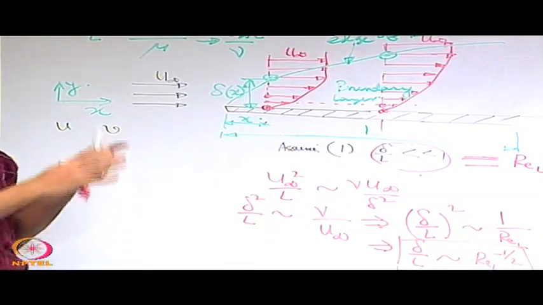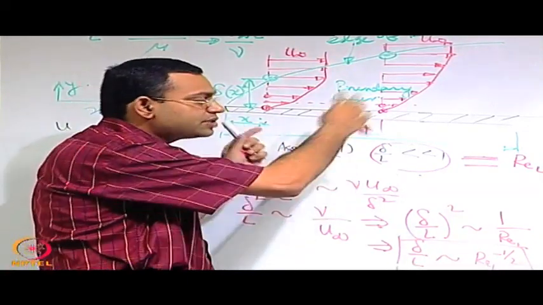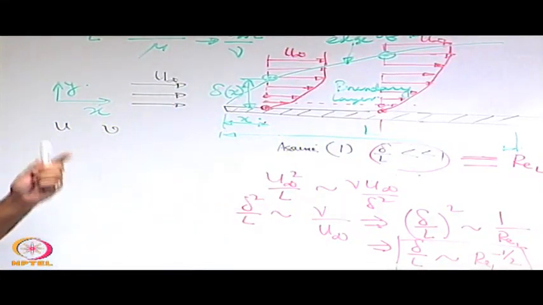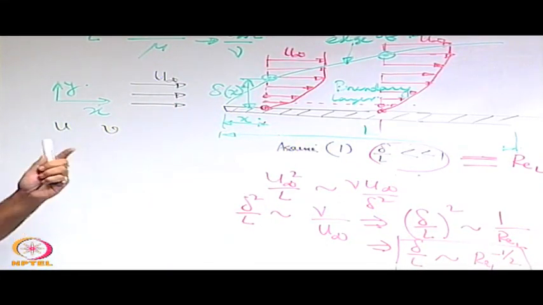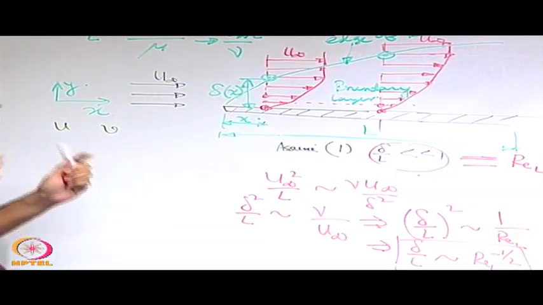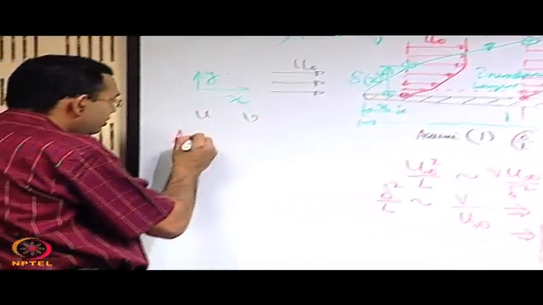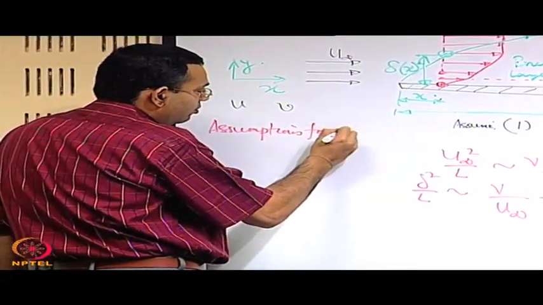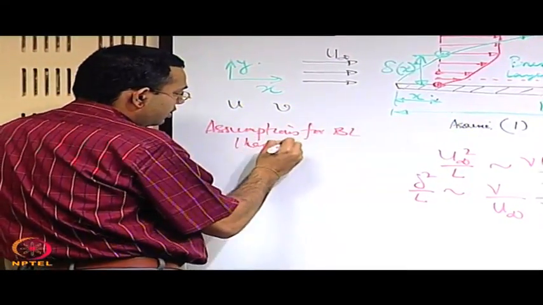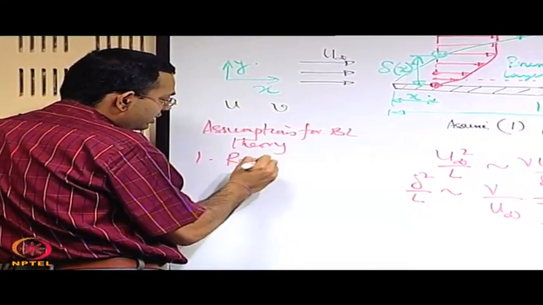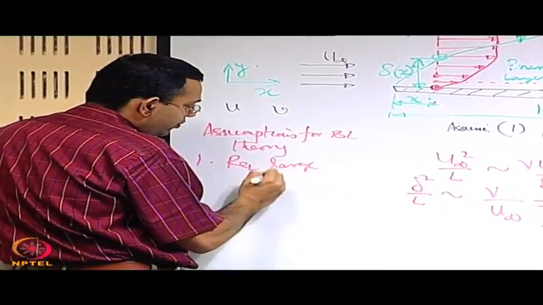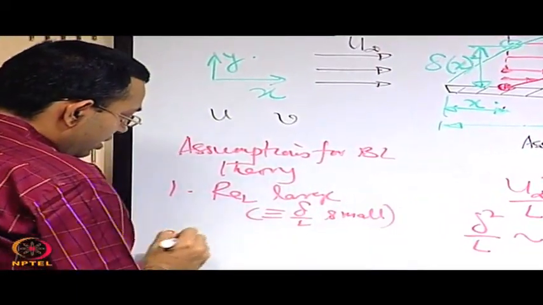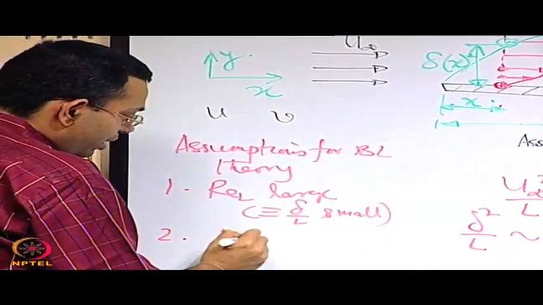We will look into that in a more physical way subsequently, but the important thing to understand is that if such a boundary layer separation occurs, then the boundary layer theory is not valid. So what are the important assumptions for validity of the boundary layer theory? One is that the Reynolds number is large, which is of course equivalent to delta by L small, and number 2, there is no boundary layer separation.